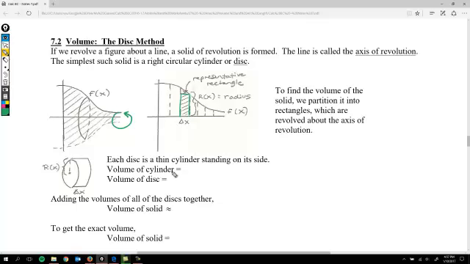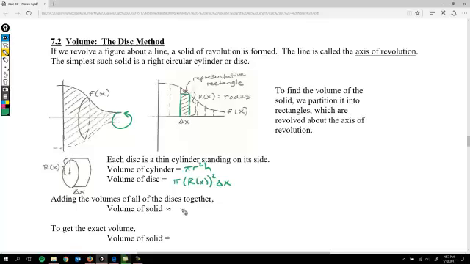The volume of a cylinder is going to be pi r squared h. Each disk is a very thin cylinder. So the volume of our disk is going to be pi, and then my radius, which is going to be a function, and then h is the height of my cylinder. In this case, it's going to be delta x. That's the width of each cylinder, or the height of each cylinder, however you think about it. That is the thickness of each representative rectangle, which is approaching 0. It's very, very small.